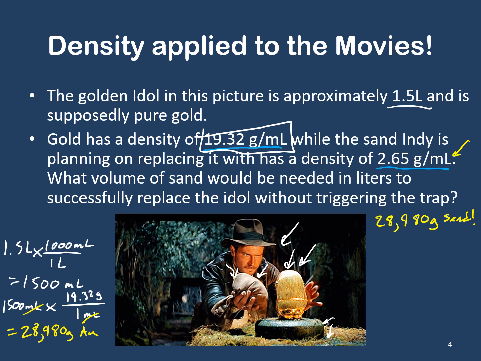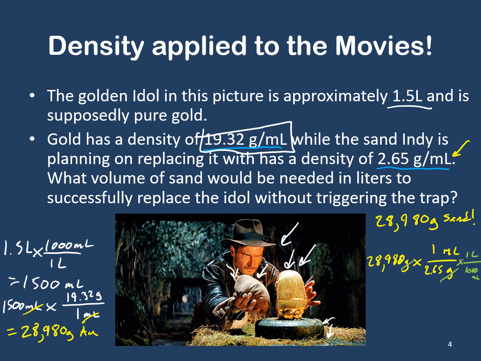So let's figure out what volume of sand that would be, right? So I have that 28,980 grams of sand, and I can use the density again as a conversion factor. I'm going to put grams down here, milliliters up here. 1 milliliter is 2.65 grams of sand. And again, we can see that grams here are going to cancel. We're going to be left with milliliters. Now, I'm then going to convert this from 1,000 milliliters in 1 liter because this is going to be a big number. All right, so let's do that calculation. You should get that our volume of sand required is approximately 11 liters of sand.